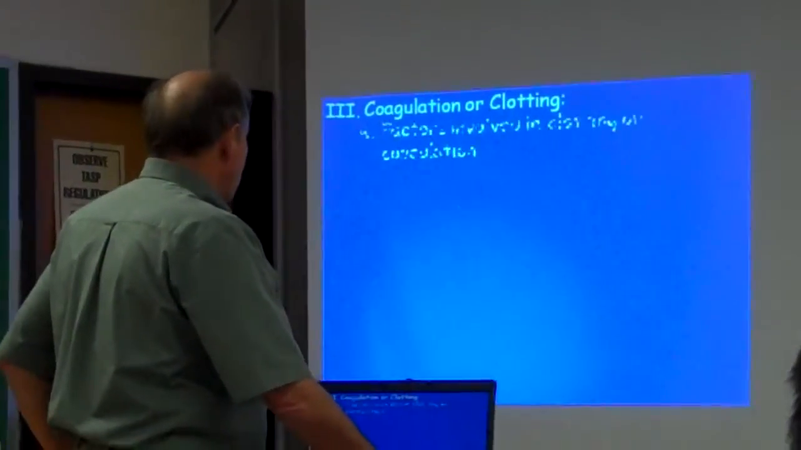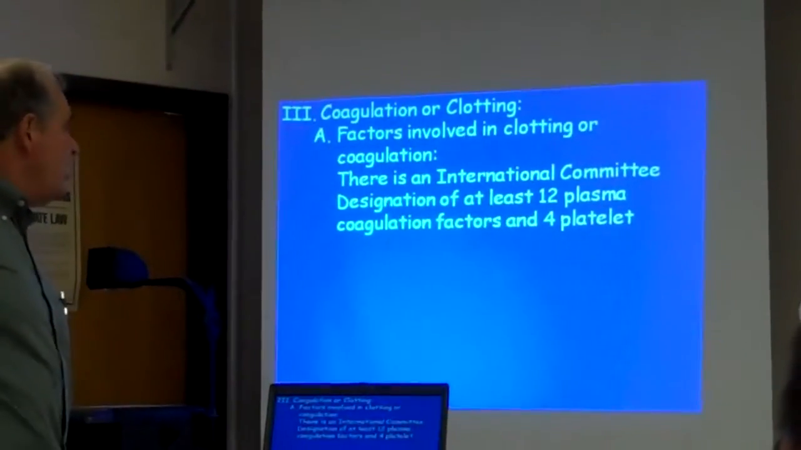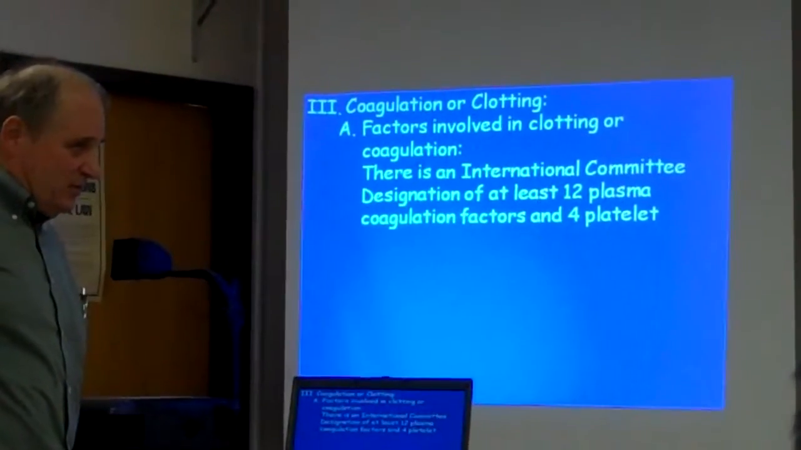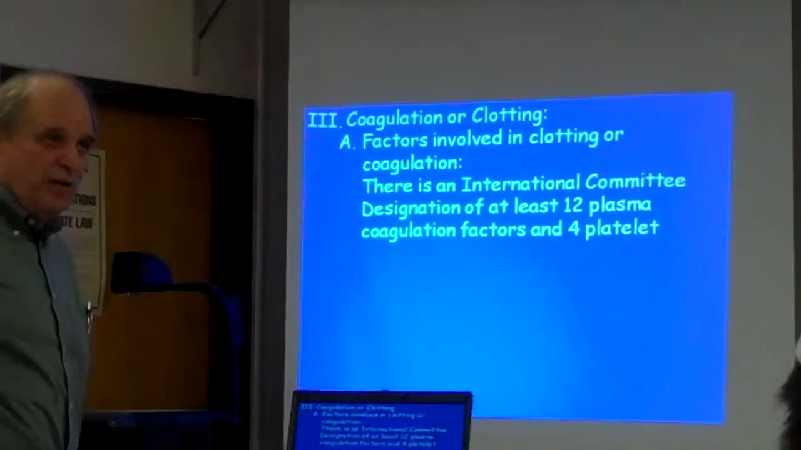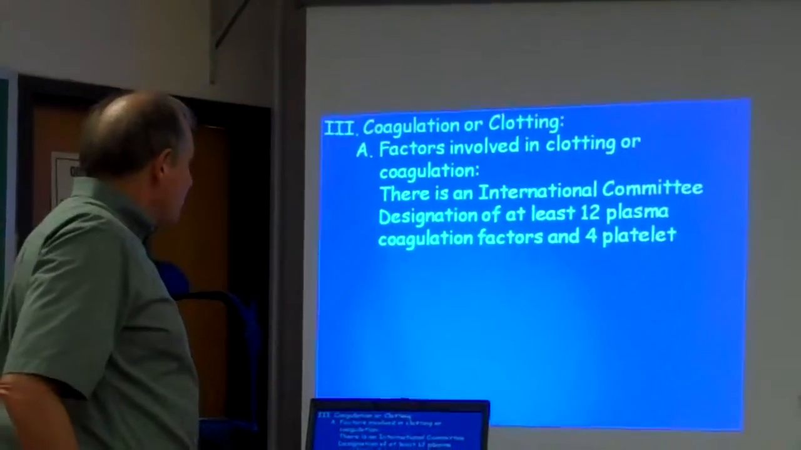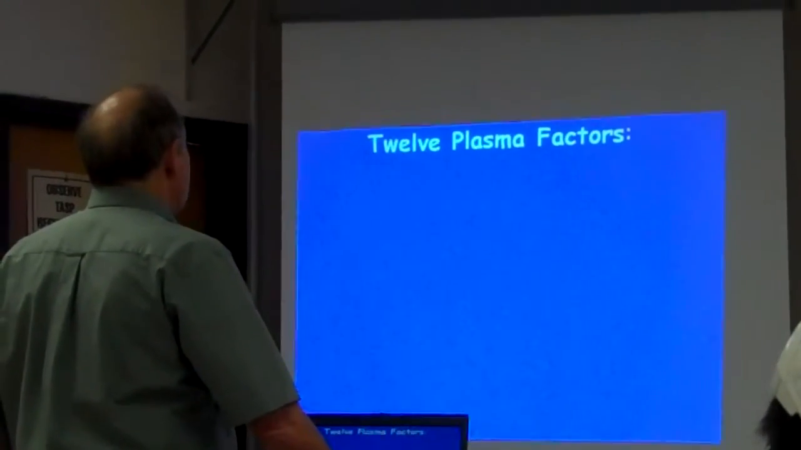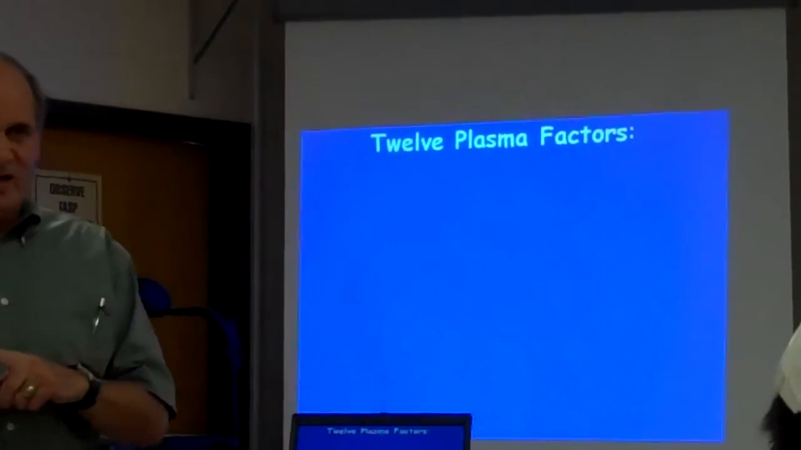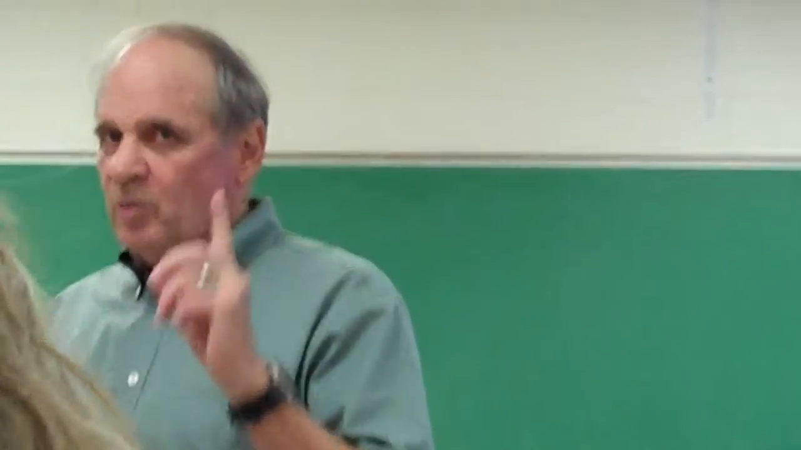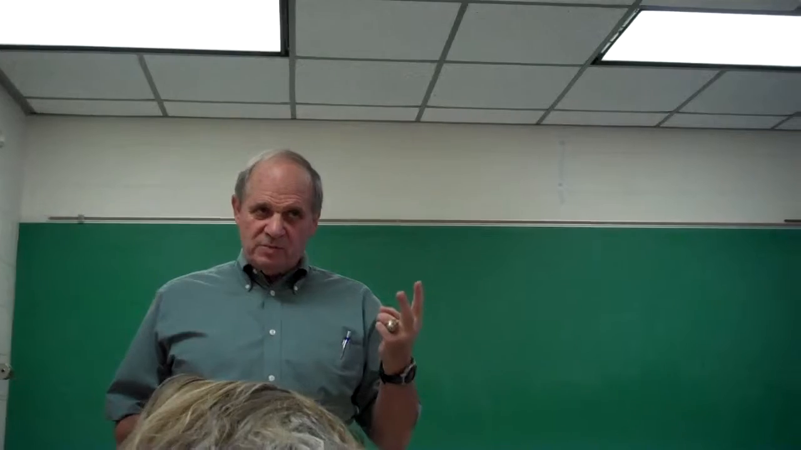First of all, there are factors of coagulation. There's an international committee of 12 plasma coagulation factors and 4 platelet factors. The only platelet one that we're going to do is PF3, which is the platelet phospholipids, which we'll talk about a little bit later on. But anyway, there are 12 of these things. Here's the way they're going to go. They're Roman numerals. Roman numeral 1 is fibrinogen, produced by the liver. Roman numeral 2 is prothrombin, produced by the liver.